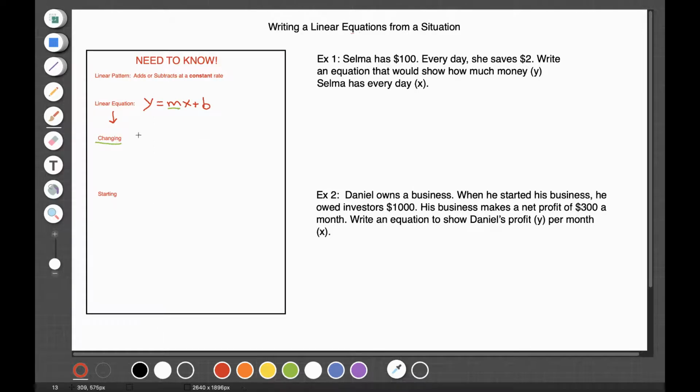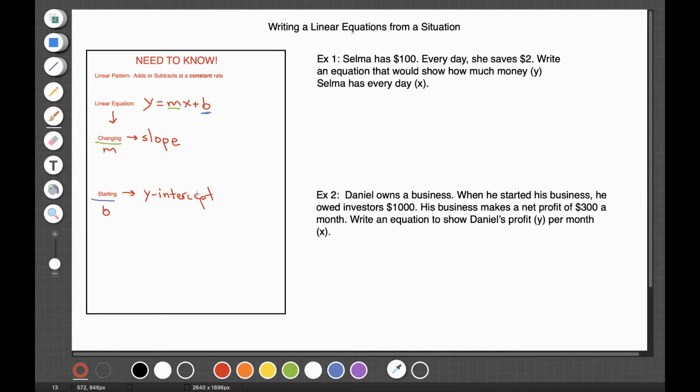Okay, that is the changing amount, and what do we call that? Well, we call that the slope. We need to remember that this is our m. And then the b, or the starting amount, that is going to be our y-intercept. So the words starting and changing are really important to attach to this. We have to make these connections.